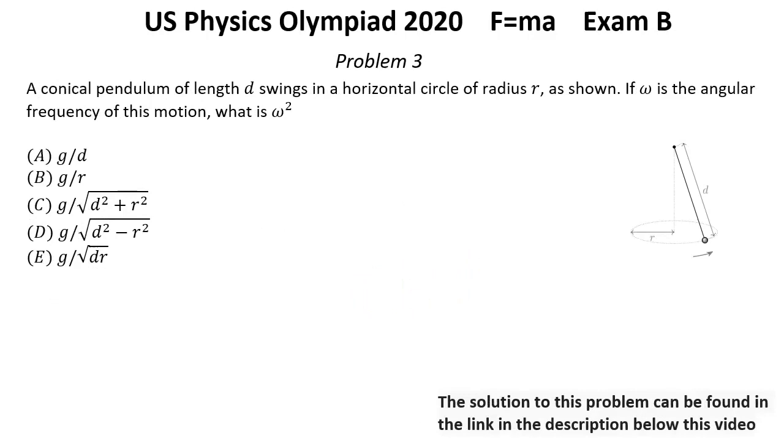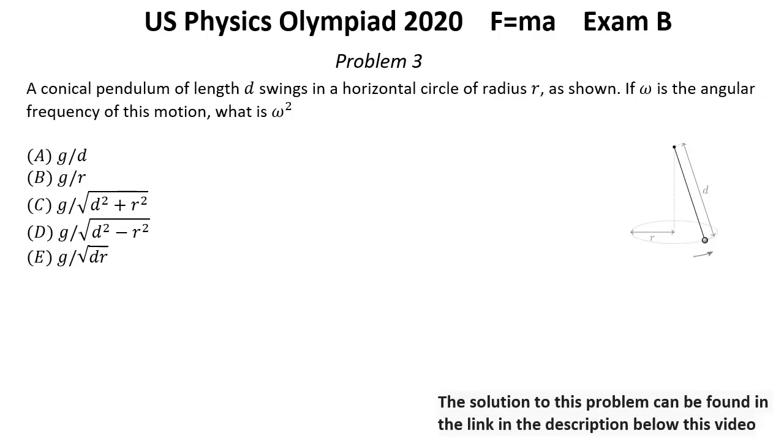Problem number 3. A conical pendulum of length d swings in a horizontal circle of radius r as shown. If omega is the angular frequency of this motion, what is omega squared? Solution for problem number 3.